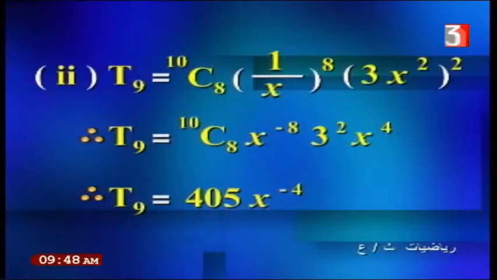This is the value of T9, but the coefficient of T9 is 405. Remember, my dear student, the coefficient of T9 equals 405, but the value of T9 is 405 x power negative 4.